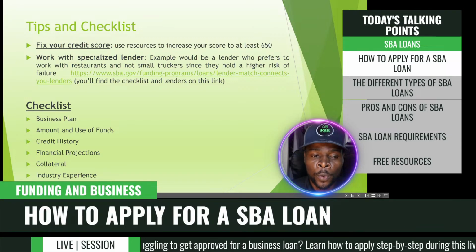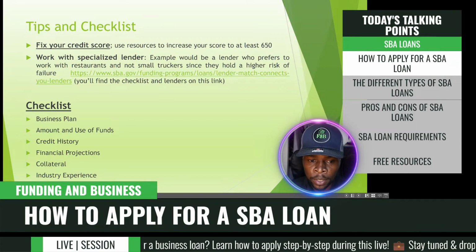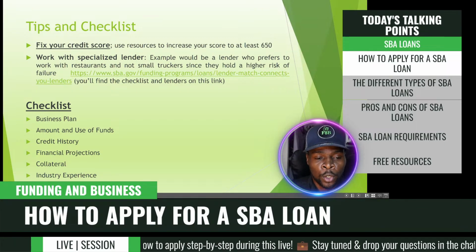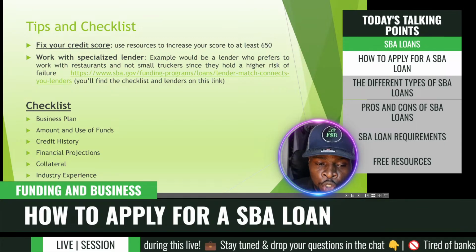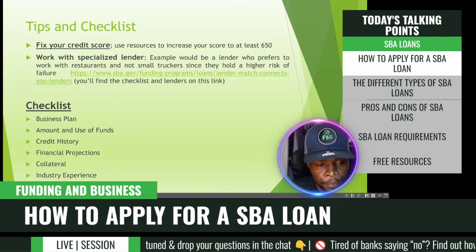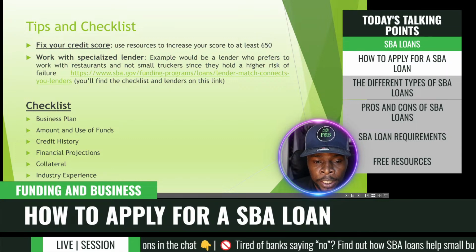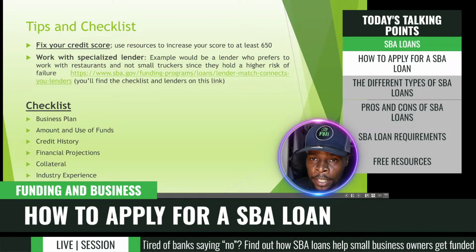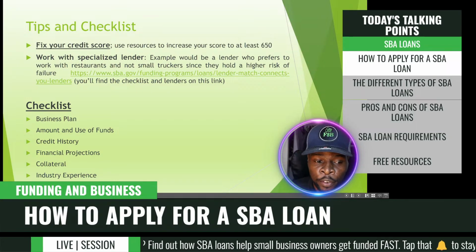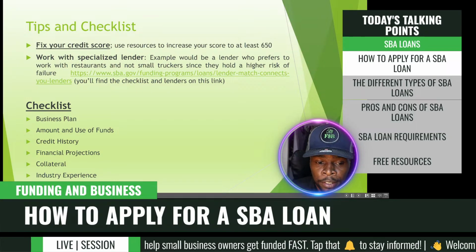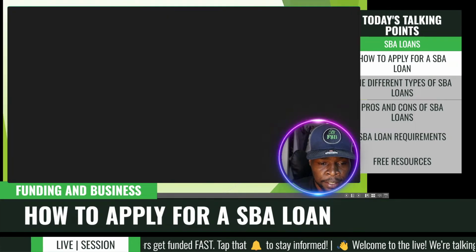Now, how do you work with a specialized lender? Let's get to the source of the whole thing. This link goes straight to the SBA website, where it helps you find a lender, and you can even see a lender who prefers to work with restaurants and not small truckers. So here's the checklist. Let's see.